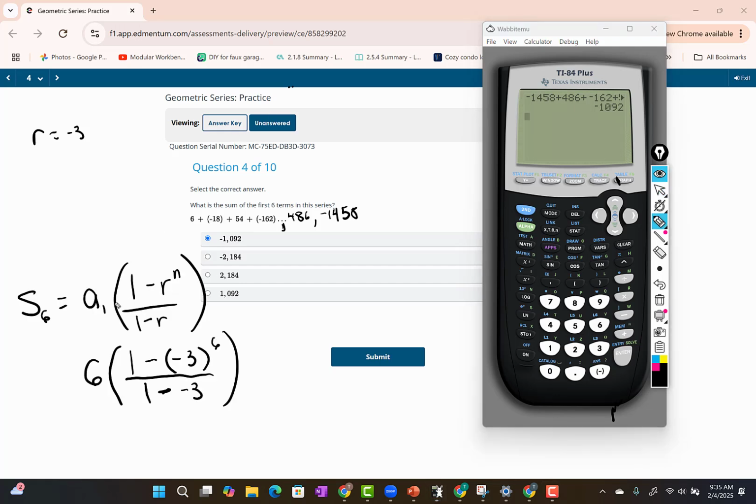So the formula I've got set up here, a sub 1 multiplied by, in parentheses, 1 minus the common ratio raised to the number of terms, all divided by 1 minus the common ratio. So then I've got it set up with the numbers. The first term is 6. There's also 6 terms because we're trying to find the sum of the first 6 terms.